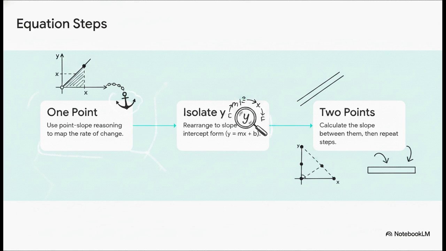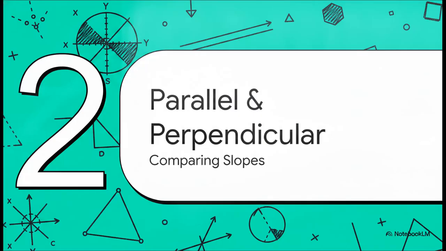But we don't usually stop there. Step 2 is to isolate y. We rearrange the equation into slope-intercept form, which is y equals mx plus b. Why do we do this? Because slope-intercept form is absolutely the best format for graphing. It's so clean. Now, you might be wondering, what if you're only given 2 points? Super easy. Step 3 tells us to just calculate the slope between those 2 points first, using our trusty slope formula. And then, just repeat steps 1 and 2. You've got this. Moving right along, section 2, parallel and perpendicular slopes.